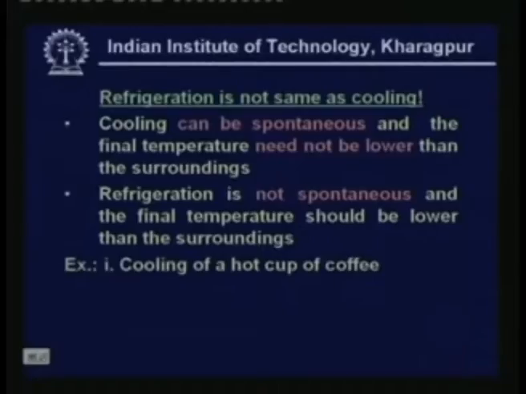For example, cooling of a hot cup of coffee. If you take a cup of coffee and leave it on the table, it cools down. However, its final temperature cannot be lower than the surrounding temperature. So this is an example of a cooling process, but it's not an example of a refrigeration process because the final temperature is not lower than the surrounding temperature.